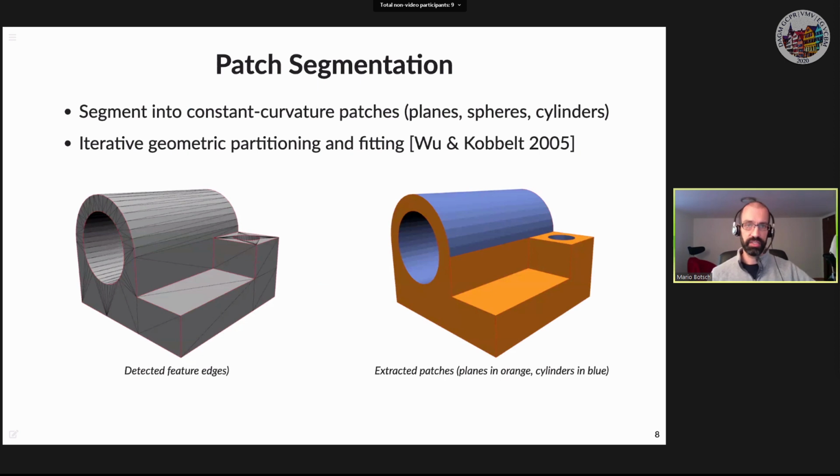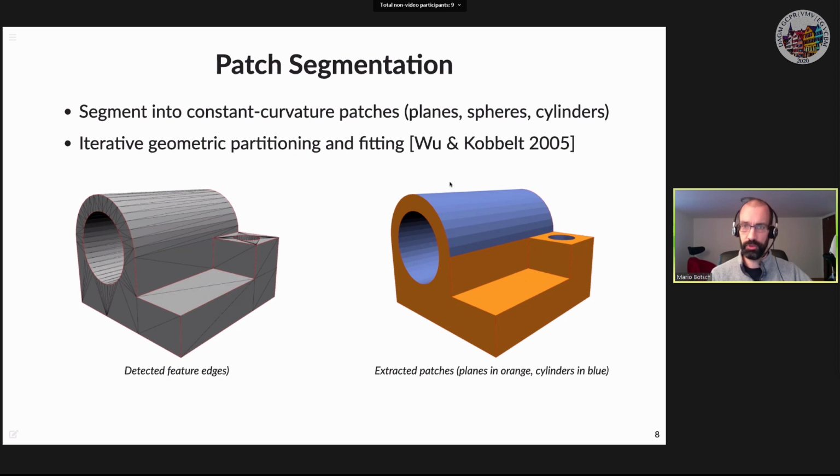And then the main part is to segment the mesh into patches of constant curvature, which are only planes and spheres and cylinders, which is somewhat intuitive, but it took us a while to find a paper that actually proves it. So we detect those three kinds of primitives.